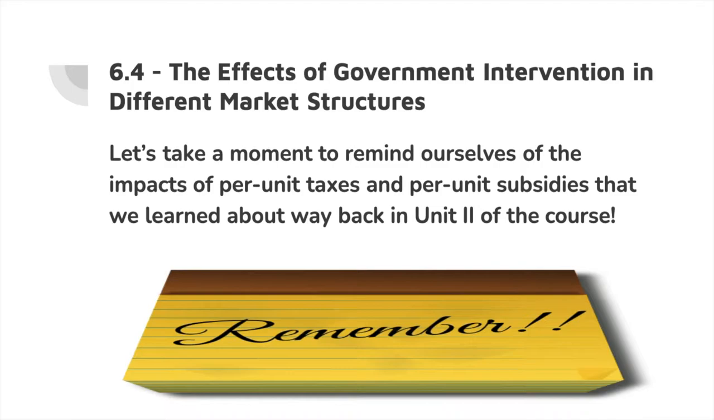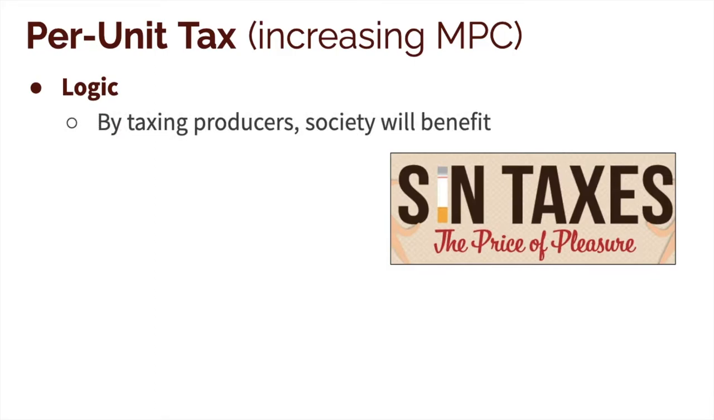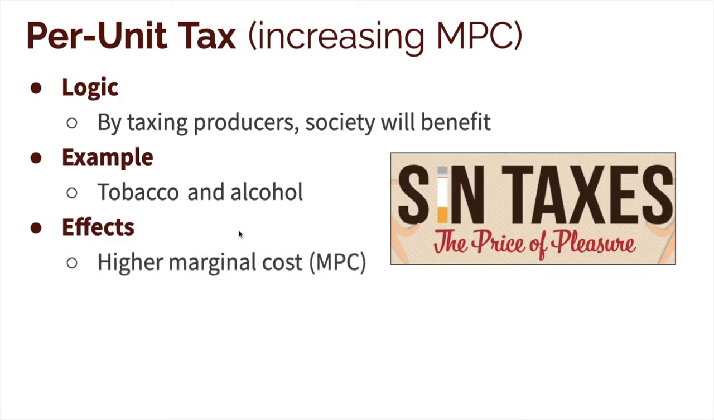First of all, let's take a visit back to Unit 2 of the course, because as we're talking about taxes and subsidies in a perfectly competitive market, we should remember that we've actually already talked about how these play out in a market before. Back in Unit 2, we looked at a per unit tax and discussed how the logic behind this, from the government standpoint, is that by taxing producers, society will benefit. If they're increasing the cost of production on, say, tobacco and alcohol, then society will benefit because there will be less of these items in the market that are causing negative externalities.